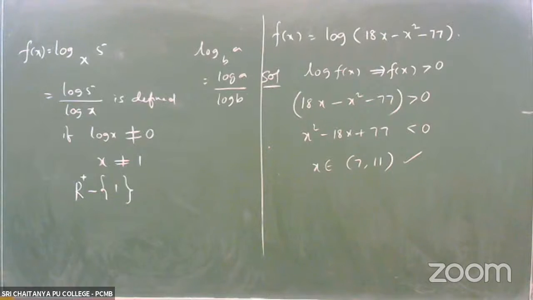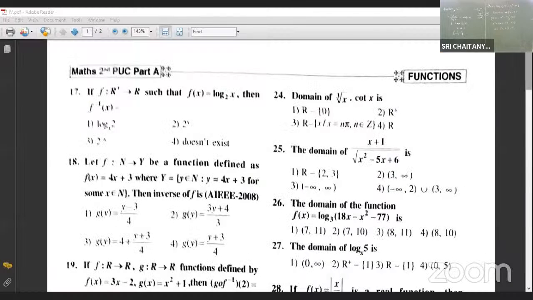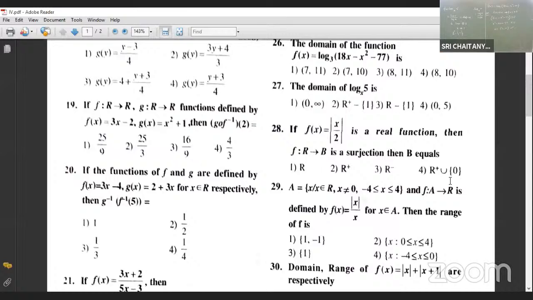Now see that problem number. I am going to share that problem number. Next problem. Yeah, see that problem number 28.